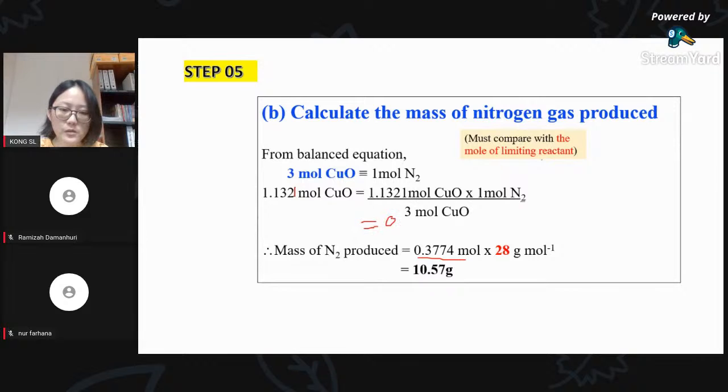Okay, suppose there's another step over here. One step is missing. 0.3774 mole, and then times molar mass. This part you have to take note: nitrogen gas, oxygen gas, hydrogen gas, chlorine gas are all diatomic. Oxygen gas is 16 times 2. Nitrogen gas is 14 times 2. Hydrogen gas is 1 times 2. Chlorine gas is 35.5 times 2. Please take note. Okay, so find the answer with unit.